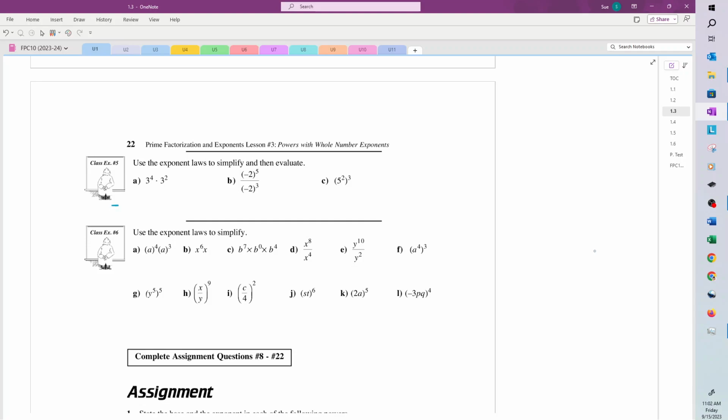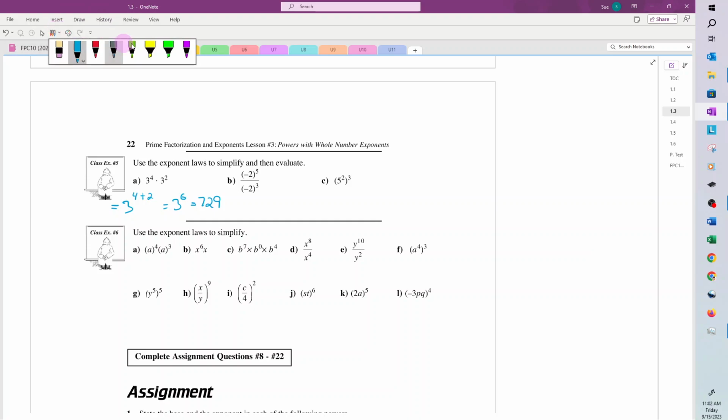So this is 3. I'm multiplying them, so I'm going to add the exponents. So it's 3 to the 4 plus 2, which is 3 to the 6. And when I evaluate that, it's 729.